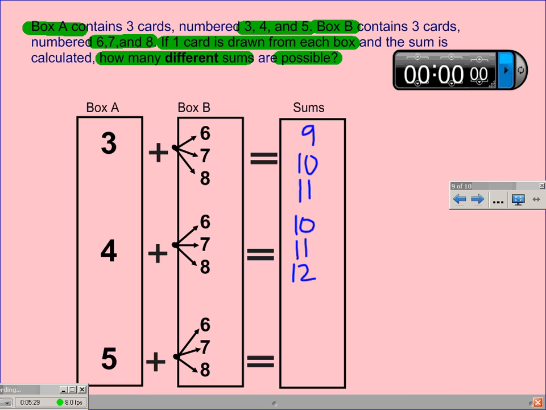5 plus 6, 7, and 8. 5 plus 6 equals 11. 5 plus 7 equals 12. And 5 plus 8 equals 13. There are 5 possible outcomes: 9, 10, 11, 12, and 13.